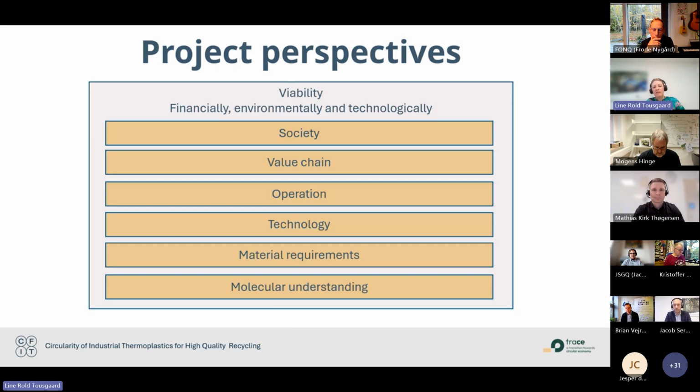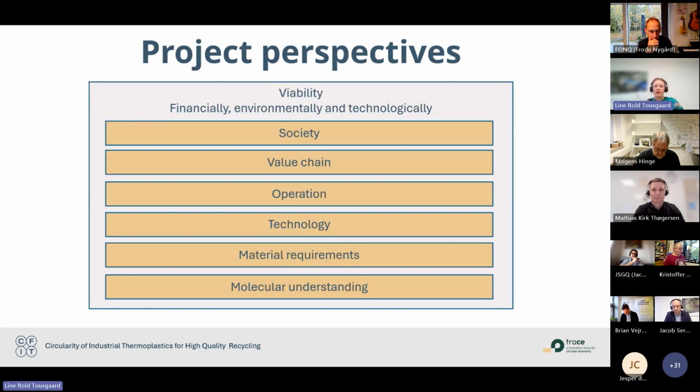The CFIT project has a lot of perspectives. So now I have put some layers in here. It's also to say that for each part in the circle, there will be different perspectives that you can look into. We have not been looking into all the levels in each part of the circle, but it's just to say that it is very complex, and we have been taking out some of the levels somewhere in the circle. So it goes from society and down to the molecular understanding within the project. So we have really been looking into different parts, and it is very broad.